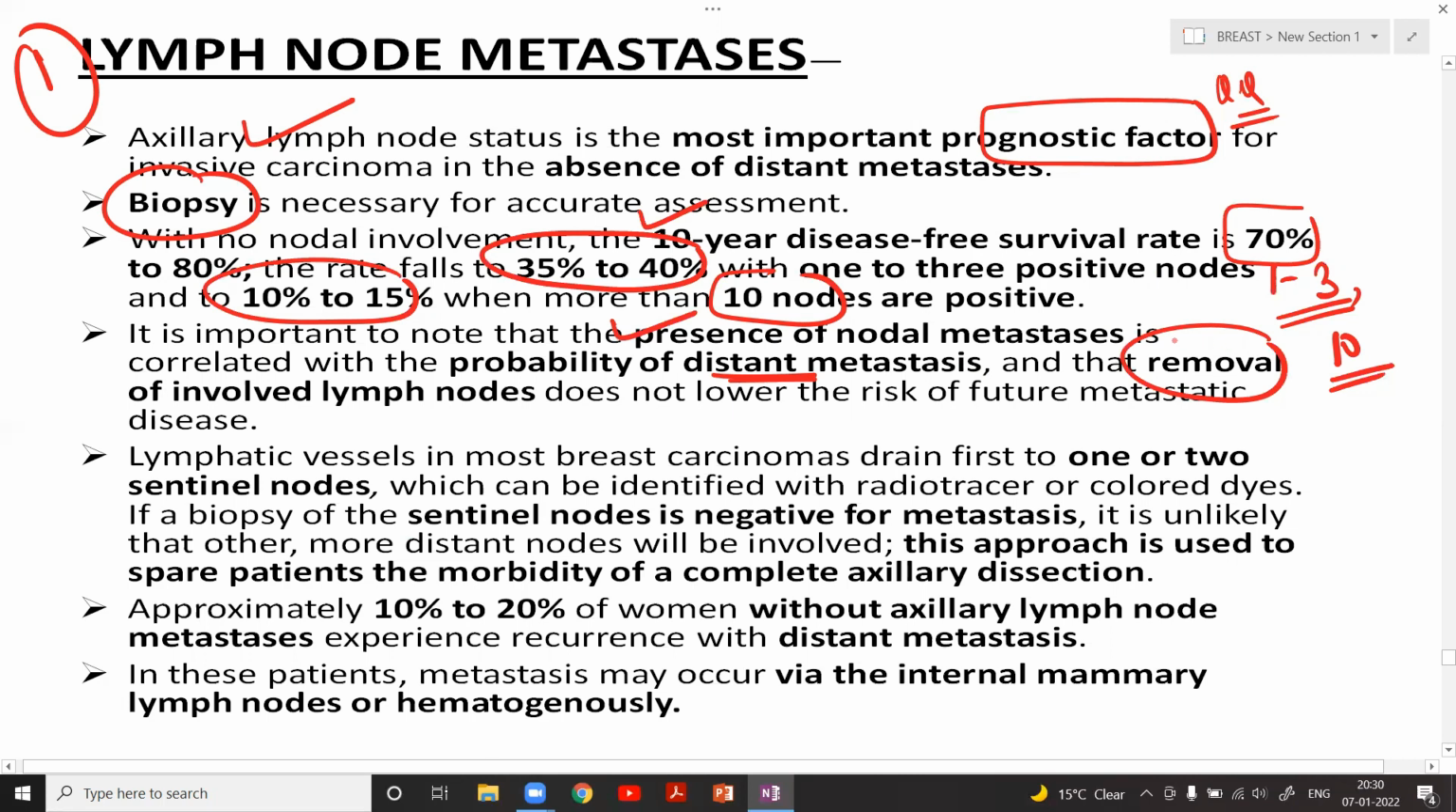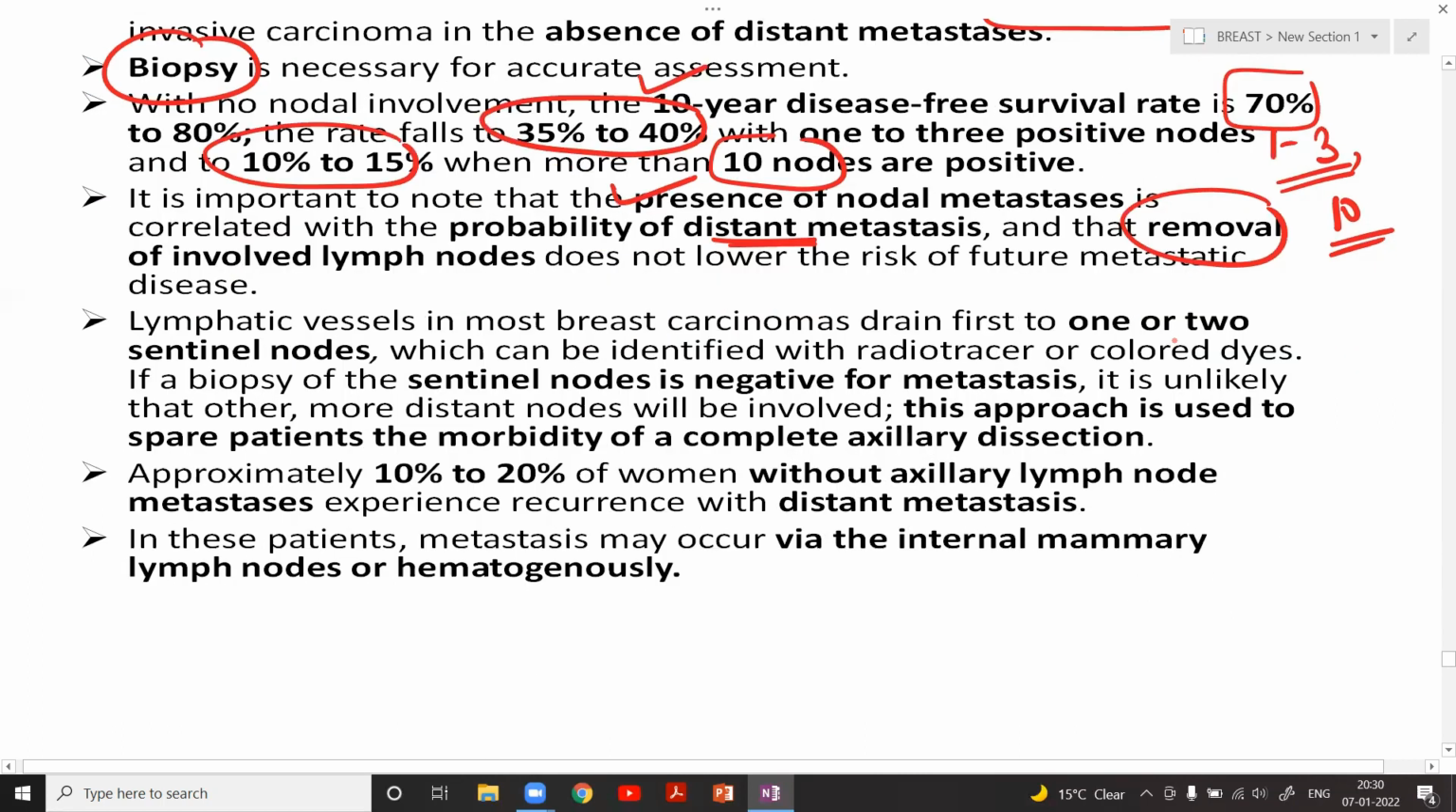Now you know what is the meaning of sentinel lymph node biopsy. Sentinel lymph node is the first node where a particular metastasis goes or tumor travels. So in breast carcinoma, remember, axillary lymph nodes are basically considered to be the first sentinel lymph node. So we do a biopsy and we check whether any metastasis has occurred.